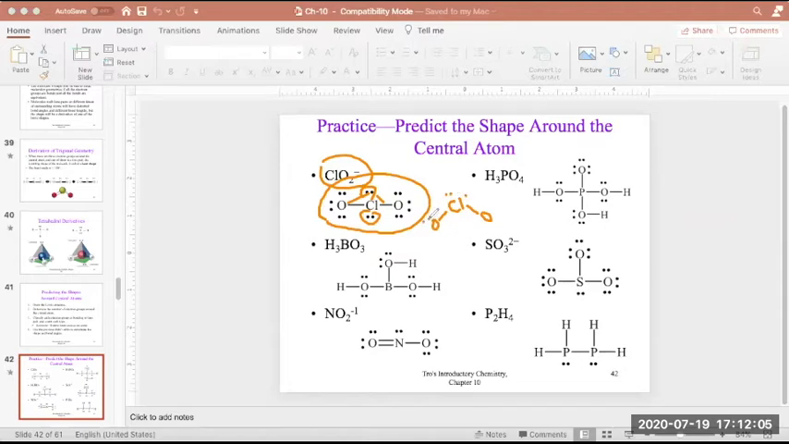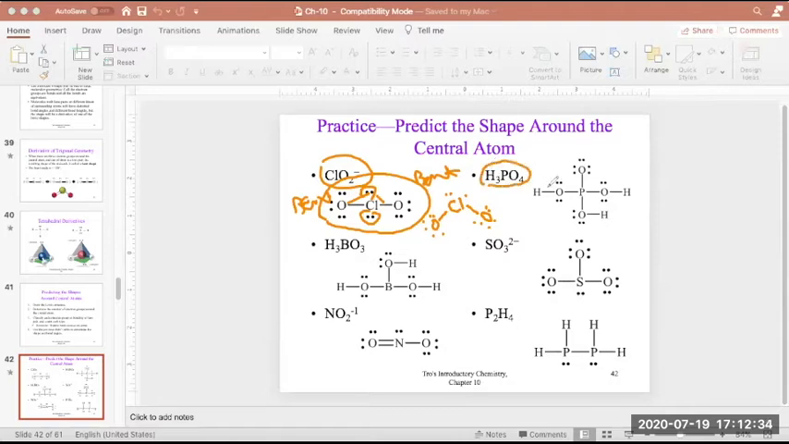So this is the same lone pair over here. 6 and 6 on this, right? So the shape will be bent. Let me write over here, bent shape, right? So yeah.